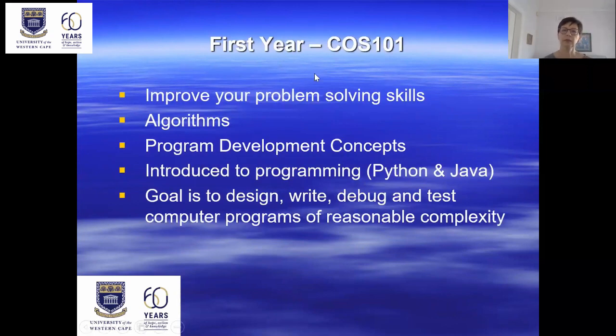And then in your first year, so if you take the extended program, this will be the second year of study, but for the 3-year program, this will be your first year of study. You'll spend a lot of time developing problem-solving skills, designing algorithms, and then implementing the algorithms. First in Python, that's a programming language, and then in Java, in your second semester.